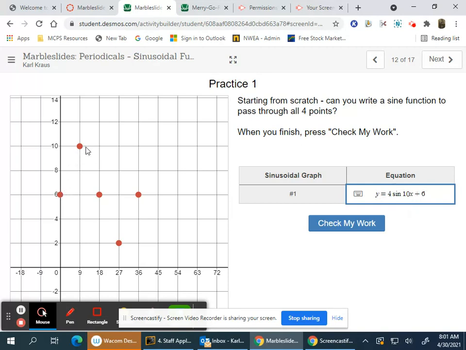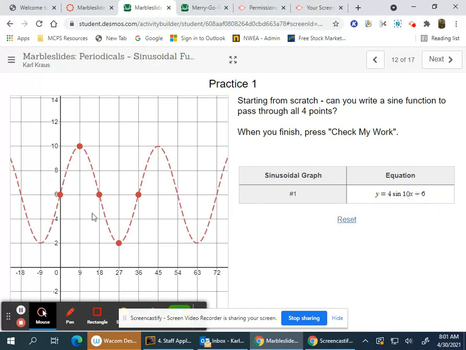So in the exit card, you're going to have to do the same thing. You're going to have to find the amplitude, your B value, which is 360 divided by the period, and then your center line. So if I hit check my work, then it should connect the dots together there.